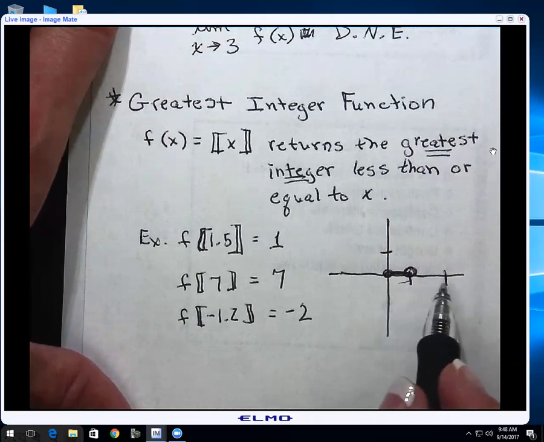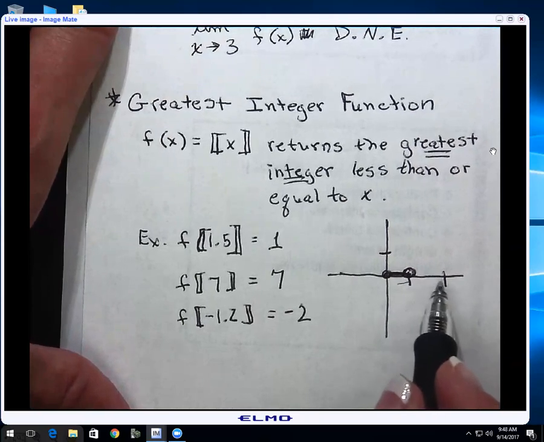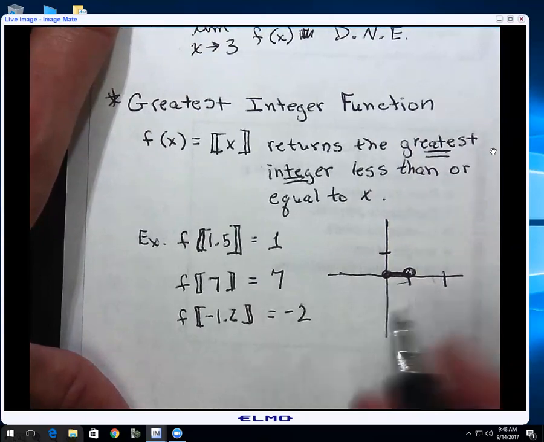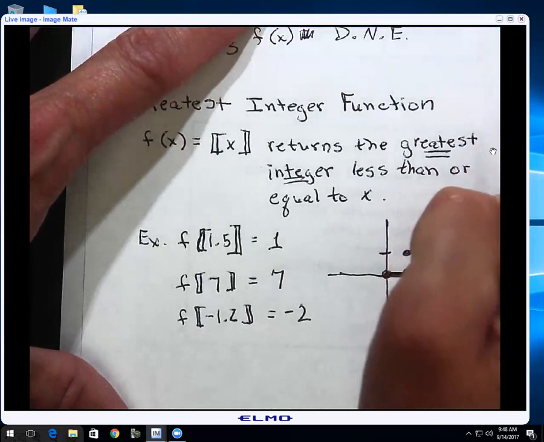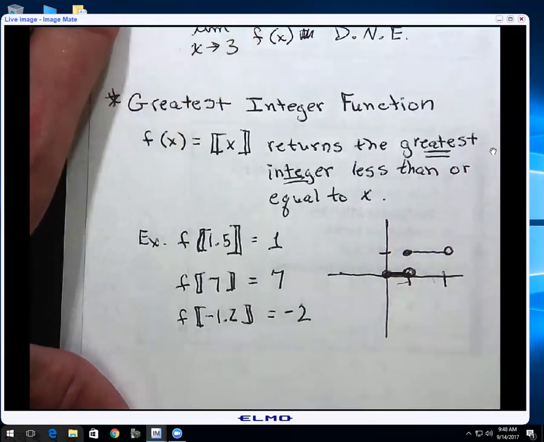The greatest number to the left of or equal to 1.999 would be 1. So you're going to have a closed dot here. It's going to go up there and have an open dot. Yeah, it's like this way.